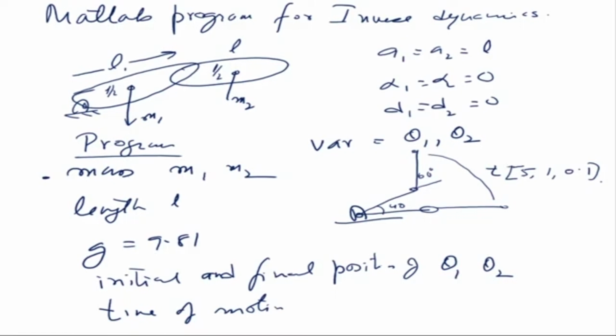So for 5 seconds, it means that the links are going to go from here to there in 5 seconds, both of them. Then it will go in, say, 1 second, and then it will go in 0.1 second. You can just play with that time just to see the variation of the torques.